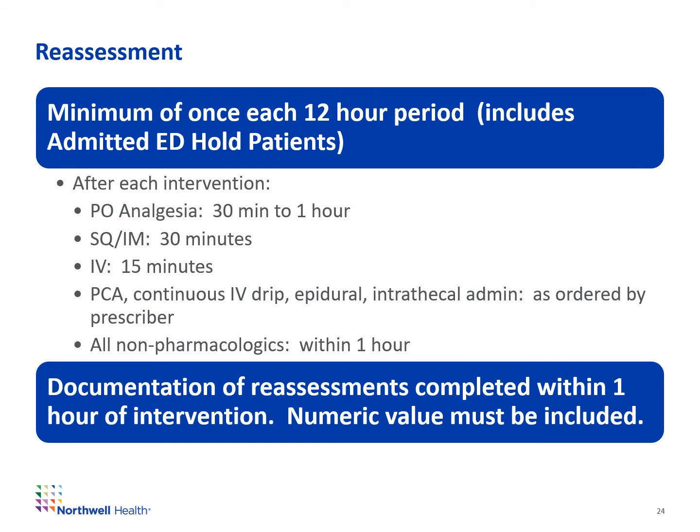Remember, every time you work a shift, you need to assess for pain at least once during that shift, even if the patient is without pain. When giving a patient PO analgesia, policy requires that you reassess your patient 30 minutes to 1 hour after giving the med. For sub-Q and IM, reassessment is 30 minutes after administration, and for IV, it's 15 minutes. But keep in mind, you have 1 hour to document these reassessments in your flow sheet.